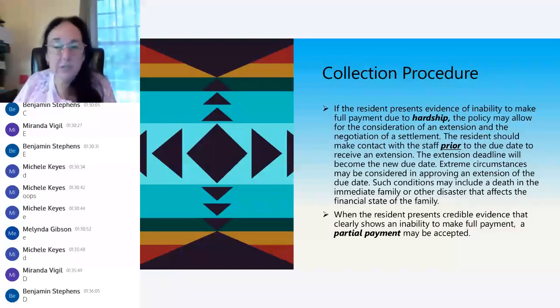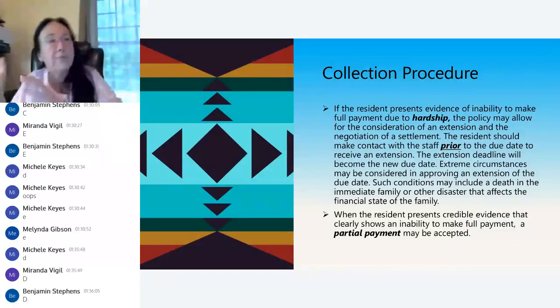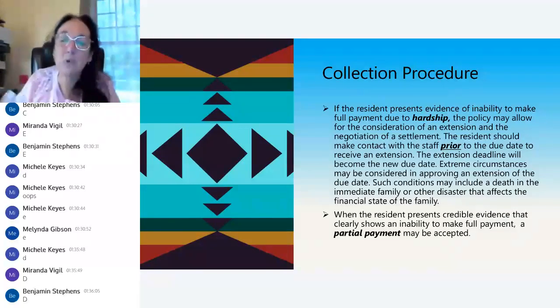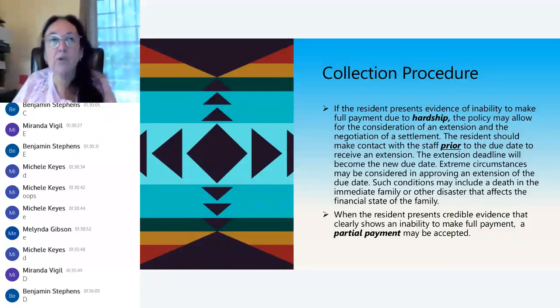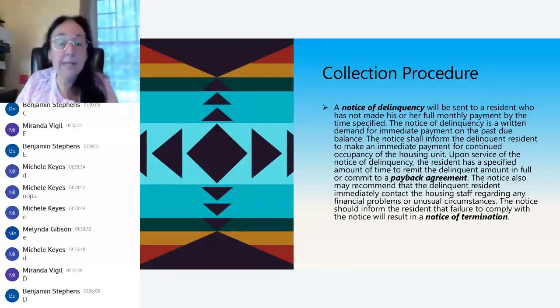Such conditions could include a death of an immediate family member, a disaster that affects the financial state of the family, or you've got somebody downstate in the hospital, or whatever it is. And when that resident presents credible evidence that clearly shows an inability to make a full payment, a partial payment should be accepted.